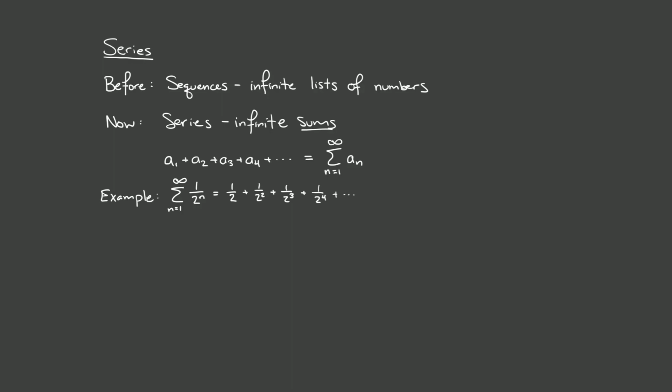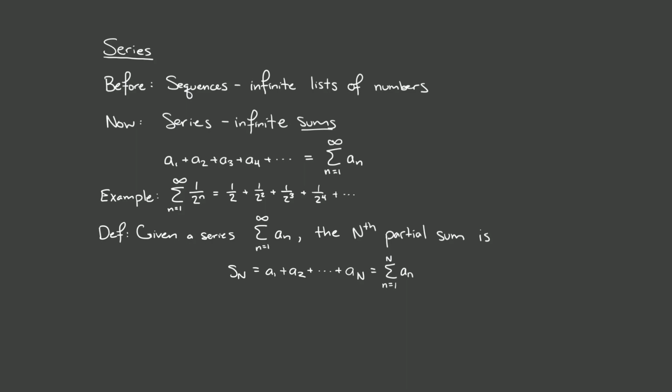Now, what does an infinite sum actually mean? We can't just plug an infinite sum into our calculator. Nobody's got time for that. But we do know how to compute finite sums. In particular, if we're given a series, the sum from n equals 1 to infinity of a sub n, we define the nth partial sum to be the sum of the first n terms. That is, Sn, the nth partial sum, is equal to a1 plus a2, and then we keep going until we get to an.